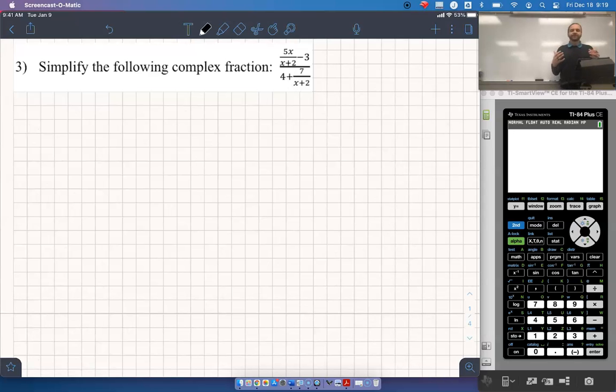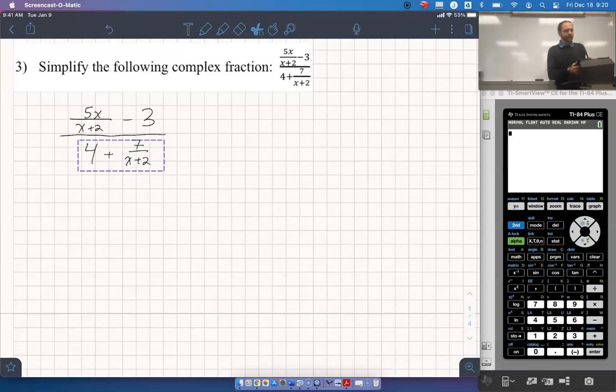This is a complex fraction because, man, it looks complicated and it can be intimidating. However, the best part about algebra in general is you can take something as intimidating as this and make it into something simple. You have to manipulate it. You need to be clever. And so I'm going to take my 5x over x plus 2 minus 3. I'm just rewriting right now, and I'm going to write a little bit bigger so I can have some room. And I have a 4 plus 7 over x plus 2.